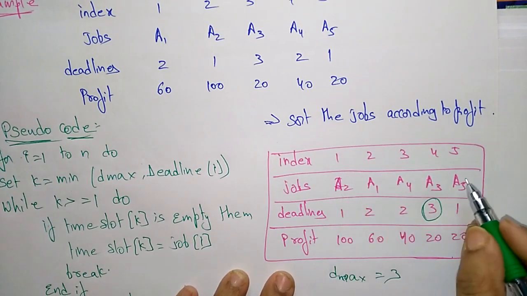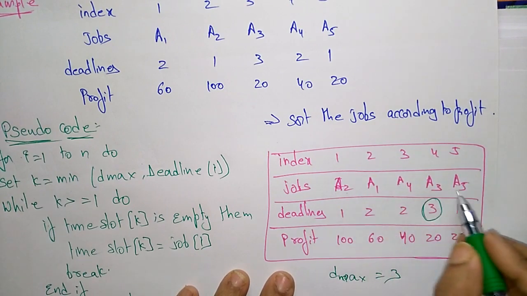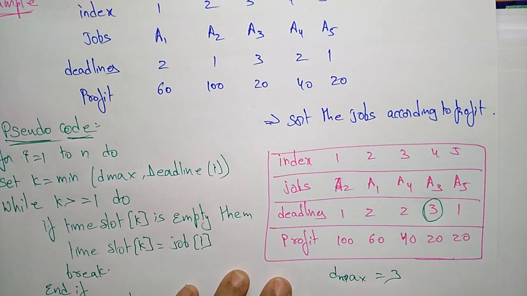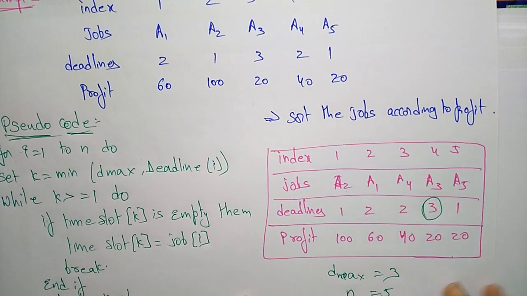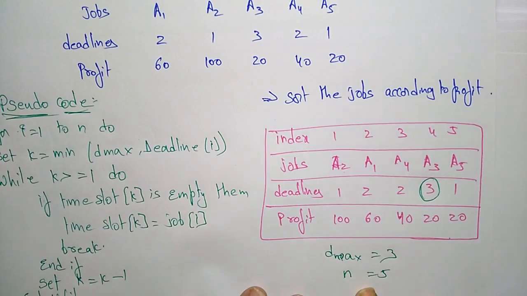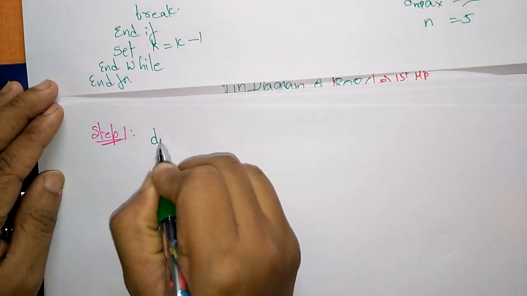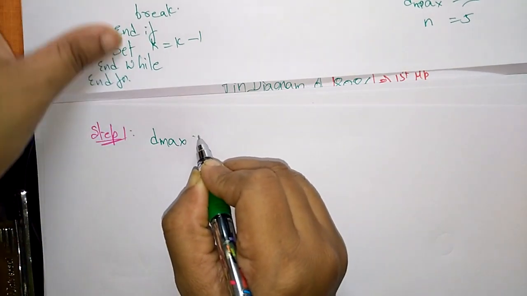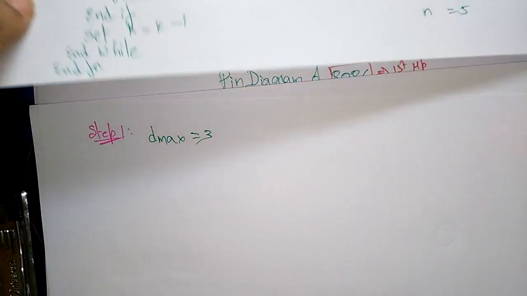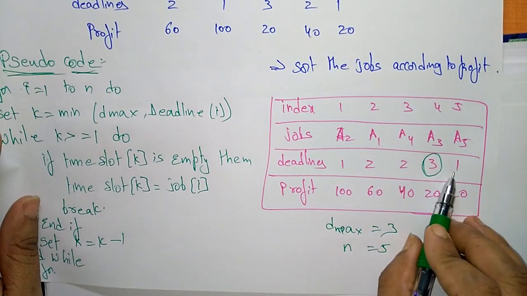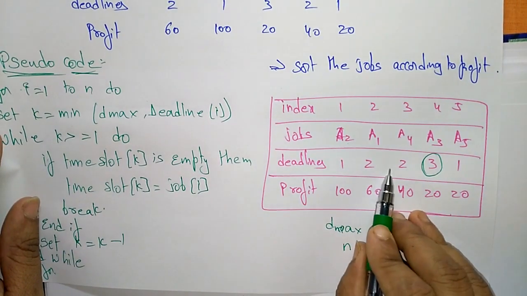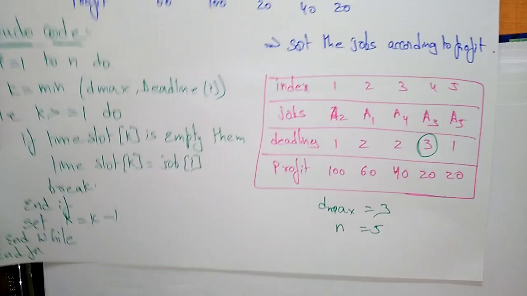And what is the total number of jobs present here? A1, A2, A3, A4, A5. So the total number of jobs, that is N, is equal to 5. So the maximum deadline D max is 3 and N is equal to 5. We will have 3 slots, because D max equal to 3 means only 3 slots are there: 1, 2 and 3.